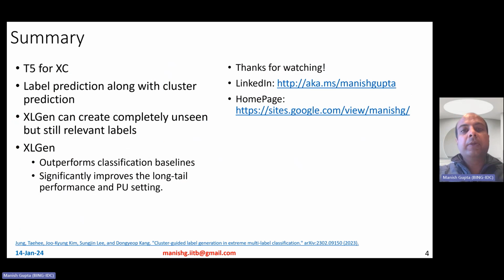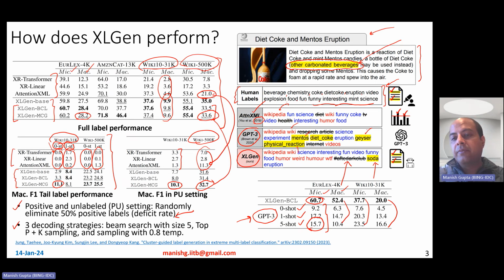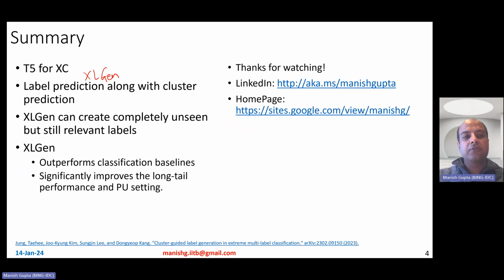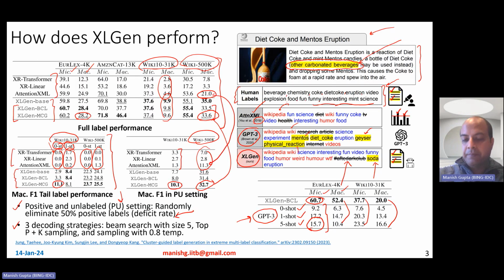Okay, so in summary, in this video, I talked about how to best use T5 for extreme classification, and there's more work going on in this area, right? So they basically propose this method, which does XLGen, which actually does label prediction along with cluster prediction. XLGen can also create completely unseen but still relevant labels like soda. GPT-3 can also do something very similar, like it can produce things like geyser and Mentos and so on. XLGen outperforms the classification baselines, as we saw, like attention XML, and it also significantly improves the long tail performance, and even provides improved performance in the positive and unlabeled PU setting.